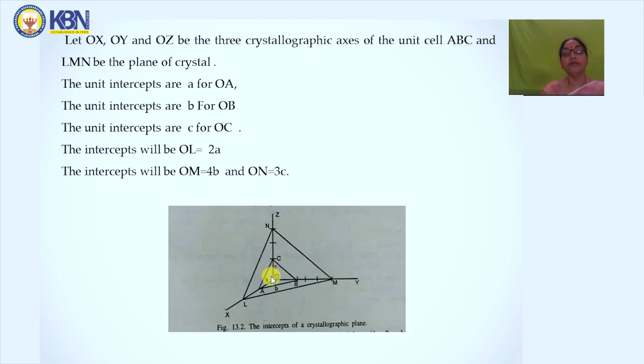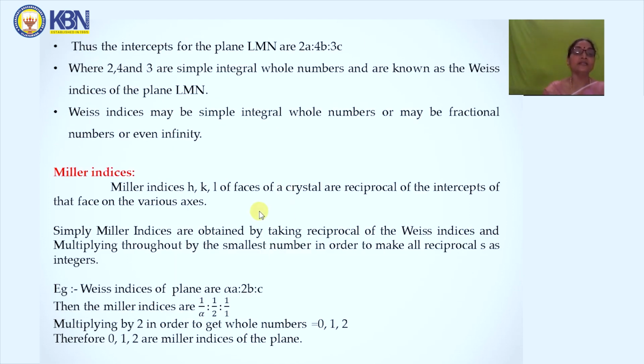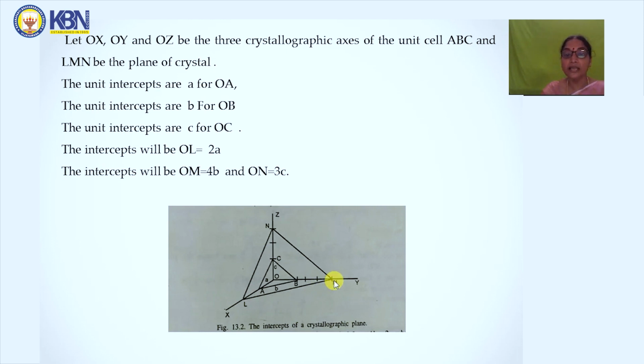The intercepts will be OL equal to 2a, OM equal to 4b, and ON equal to 3c. So the unit intercepts are a for OA, b for OB, c for OC. Therefore, OL is 2a, OM is 4b, and ON is 3c. Thus, the intercepts for the plane LMN are 2a, 4b and 3c.